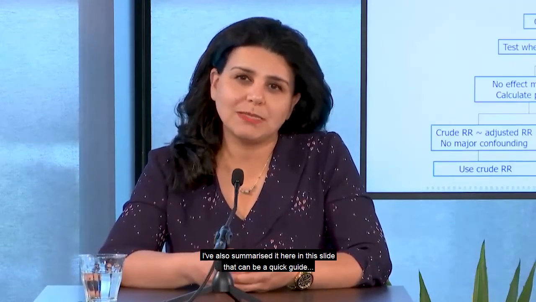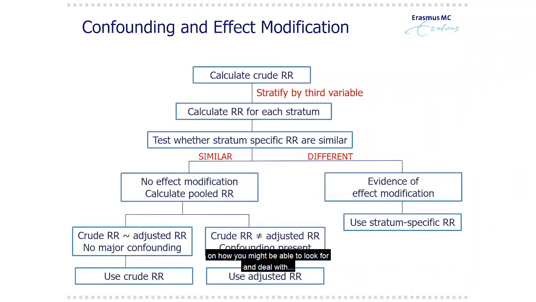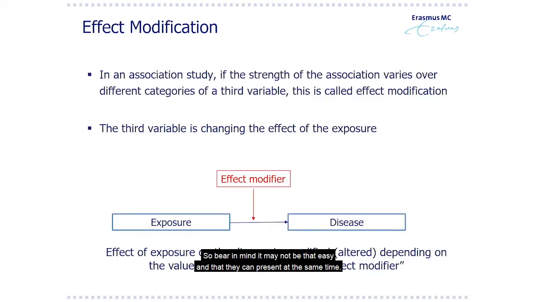I've also summarized it here in this slide that can give you a quick guide on how you might be able to look for and deal with confounding or effect modification in your data. So have in mind that it might not be that easy, and they can be present at the same time. This is also something you wish to identify.